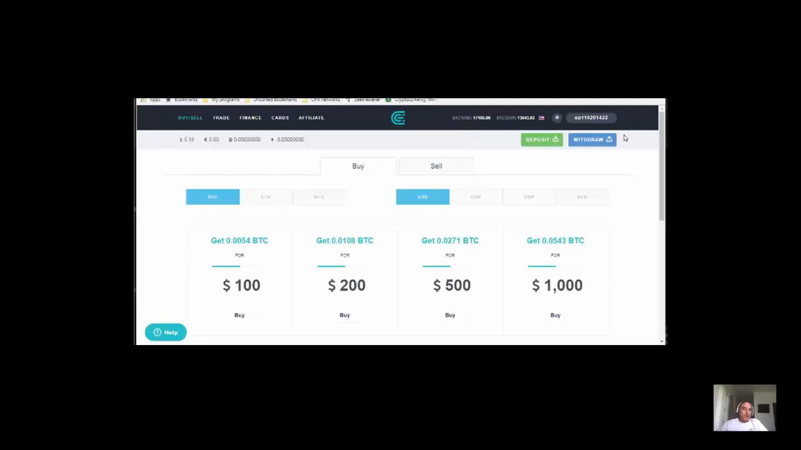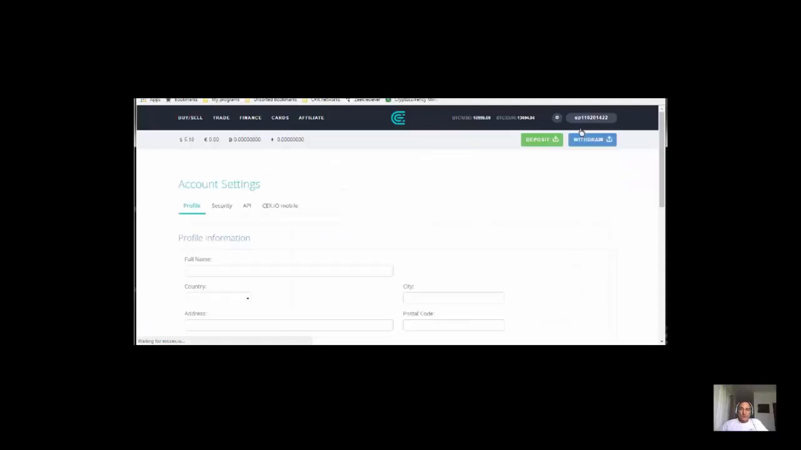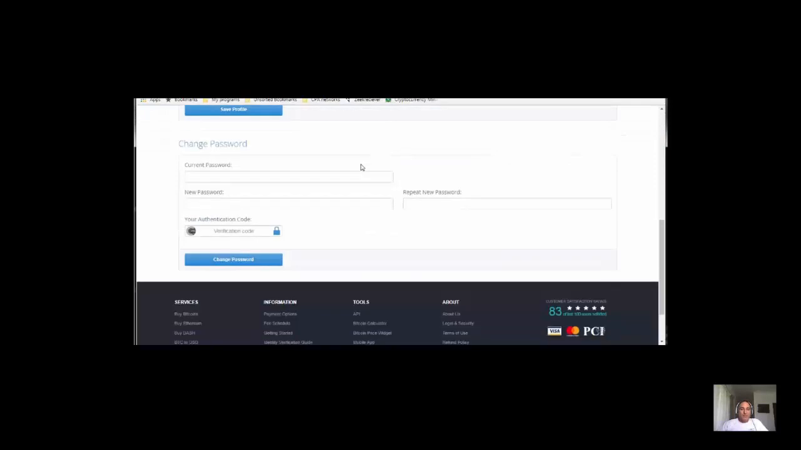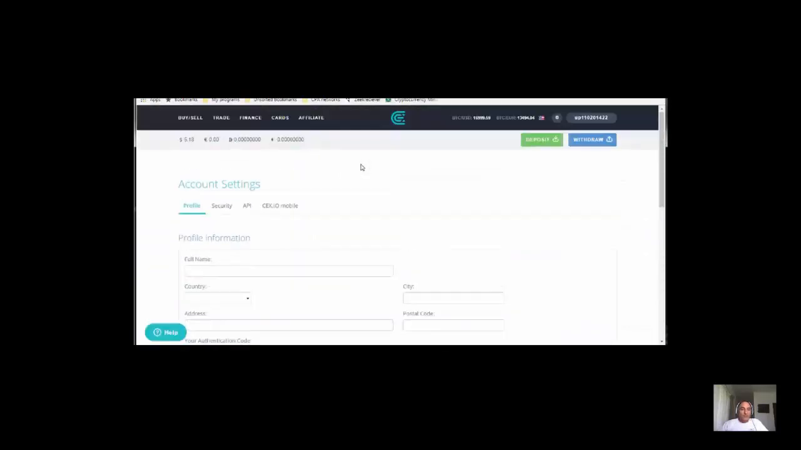So I'm not going to go through the signing up process and everything else, but once you are in your CEX account, please do not add your bank account details, do not do anything until you have gone through security. If you go here to your profile name, they give you a serial number. Go to profile and fill in your information here, but make sure that you activate two-factor authentication.